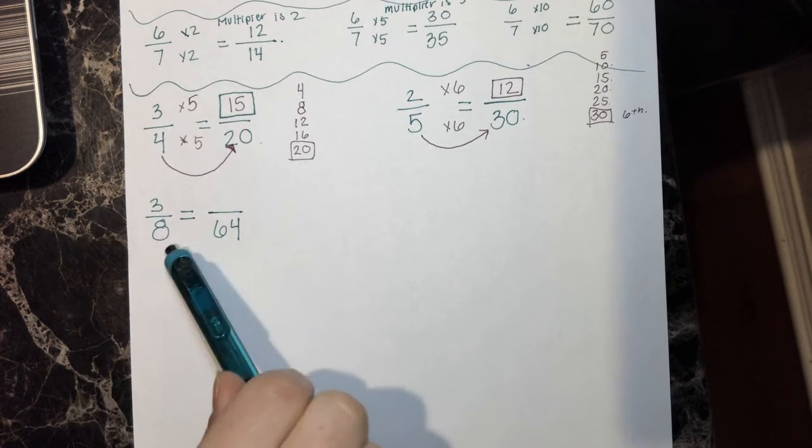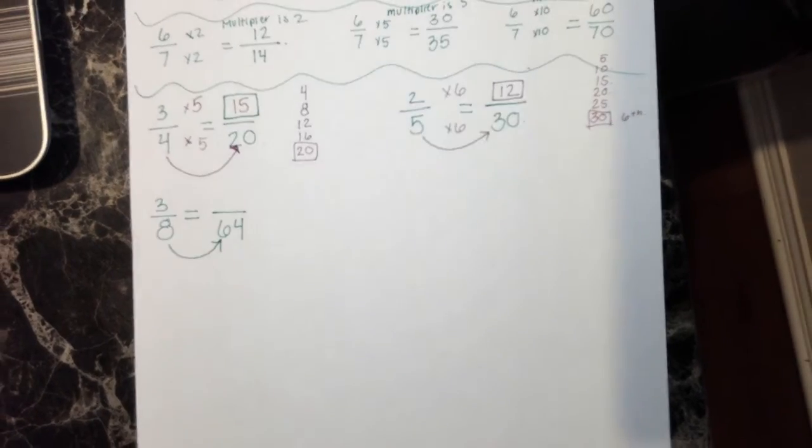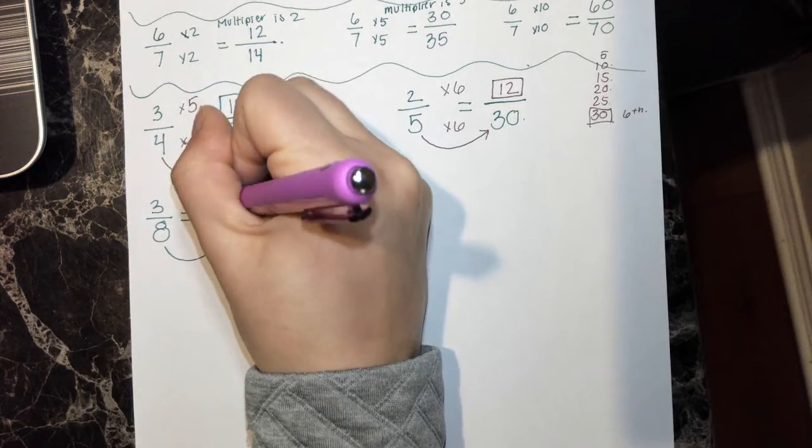If you're unsure, you would be listing your multiples of whatever you're starting at. How do I get from 8 to 64? Go ahead and solve this. Pause the video.